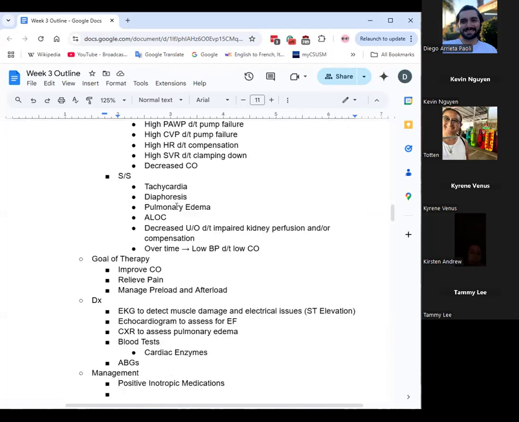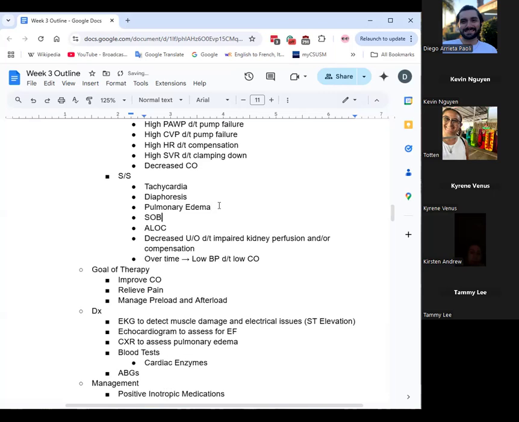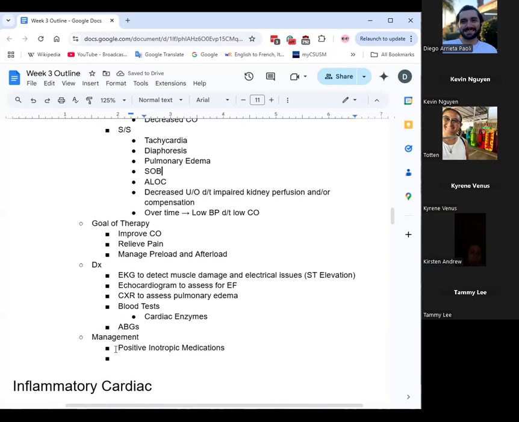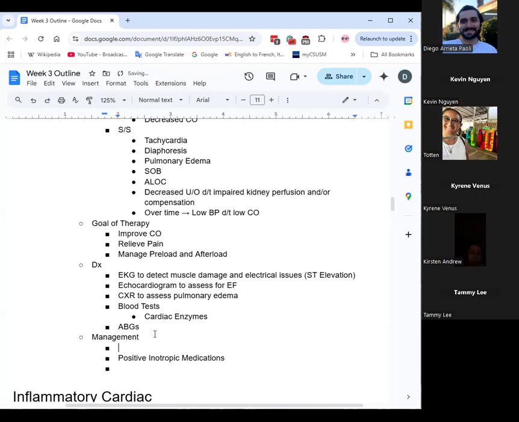So let's look at some of the signs and symptoms. What do you think could be good for someone that has tachycardia, diaphoresis, pulmonary edema? Let's add this as well: shortness of breath, altered level of consciousness. If you see someone having all of this, what's something you might want to consider? What about just looking at him? This guy's got shortness of breath, pulmonary edema. Yeah, let's try some oxygen as well. It could be oxygen supplementation. They might need a ventilator. They might be good on a mask.